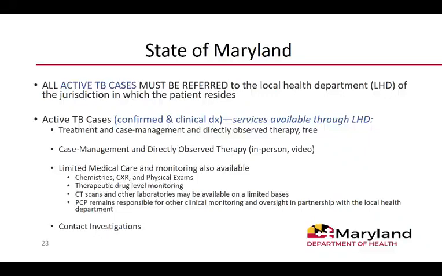Health departments also have limited capacity for additional testing and monitoring, including chemistries, chest imaging, physical exams, and therapeutic drug level monitoring. But in many cases, the local health department must work in close conjunction with primary care physicians to manage individuals with active TB disease. Health departments are also tasked with completing contact investigations whenever there is a case of tuberculosis. And it is therefore extremely important to maintain strong communication with your local health department whenever you suspect or initiate therapy for active TB.